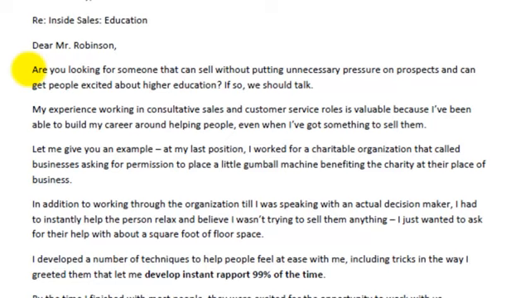Now the way I know to say those particular things, somebody that can sell without putting unnecessary pressure on prospects and get people excited about higher education, is because I read the ad that they were running. When they were running an ad for this particular position, they were talking about how they're just trying to generate interest, get people excited about higher education, find people that were thinking about going back to school. And it wasn't really a hard sell that they were doing. It was a very soft sell. And that was the need that this company really had that I figured out as I read their job listing.